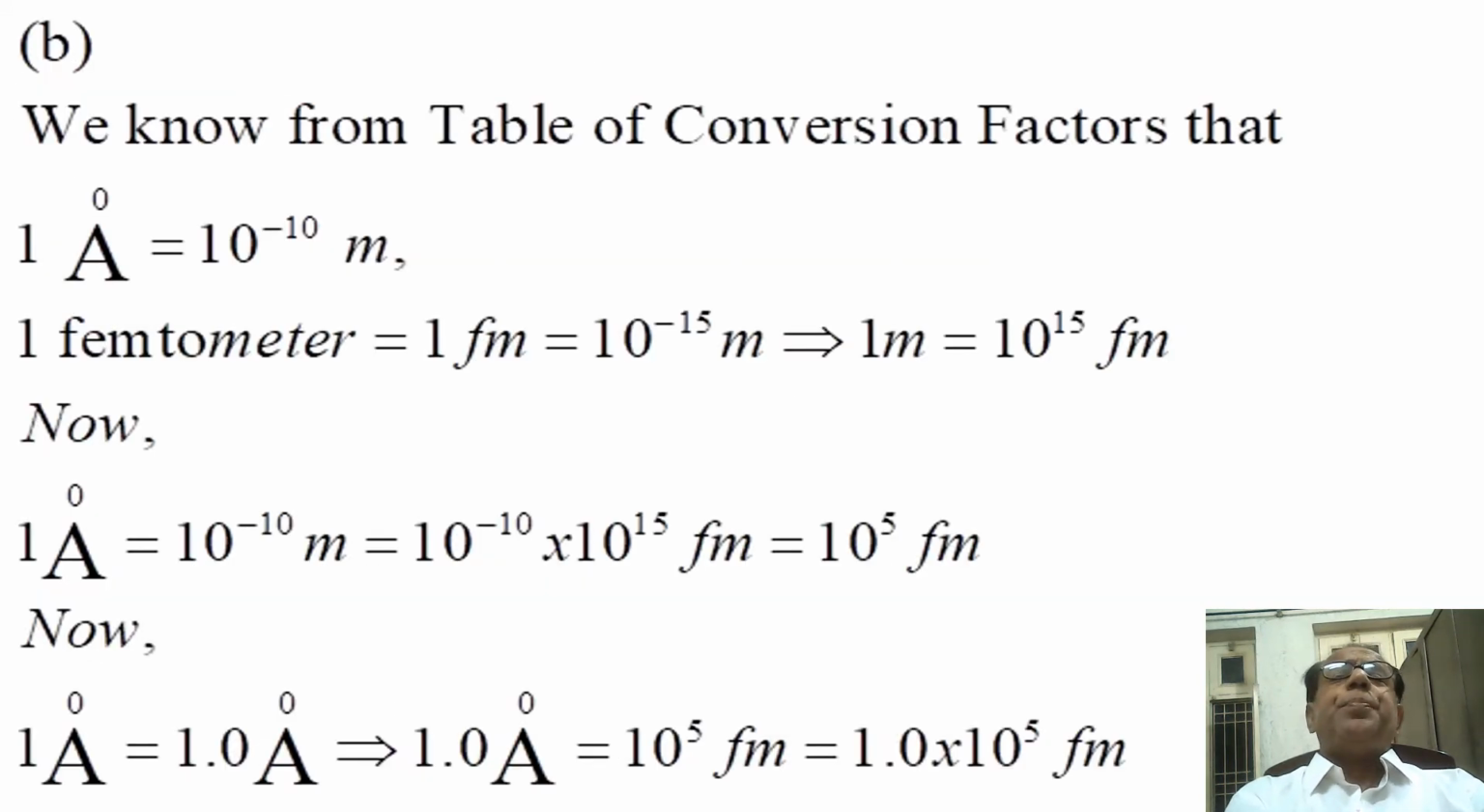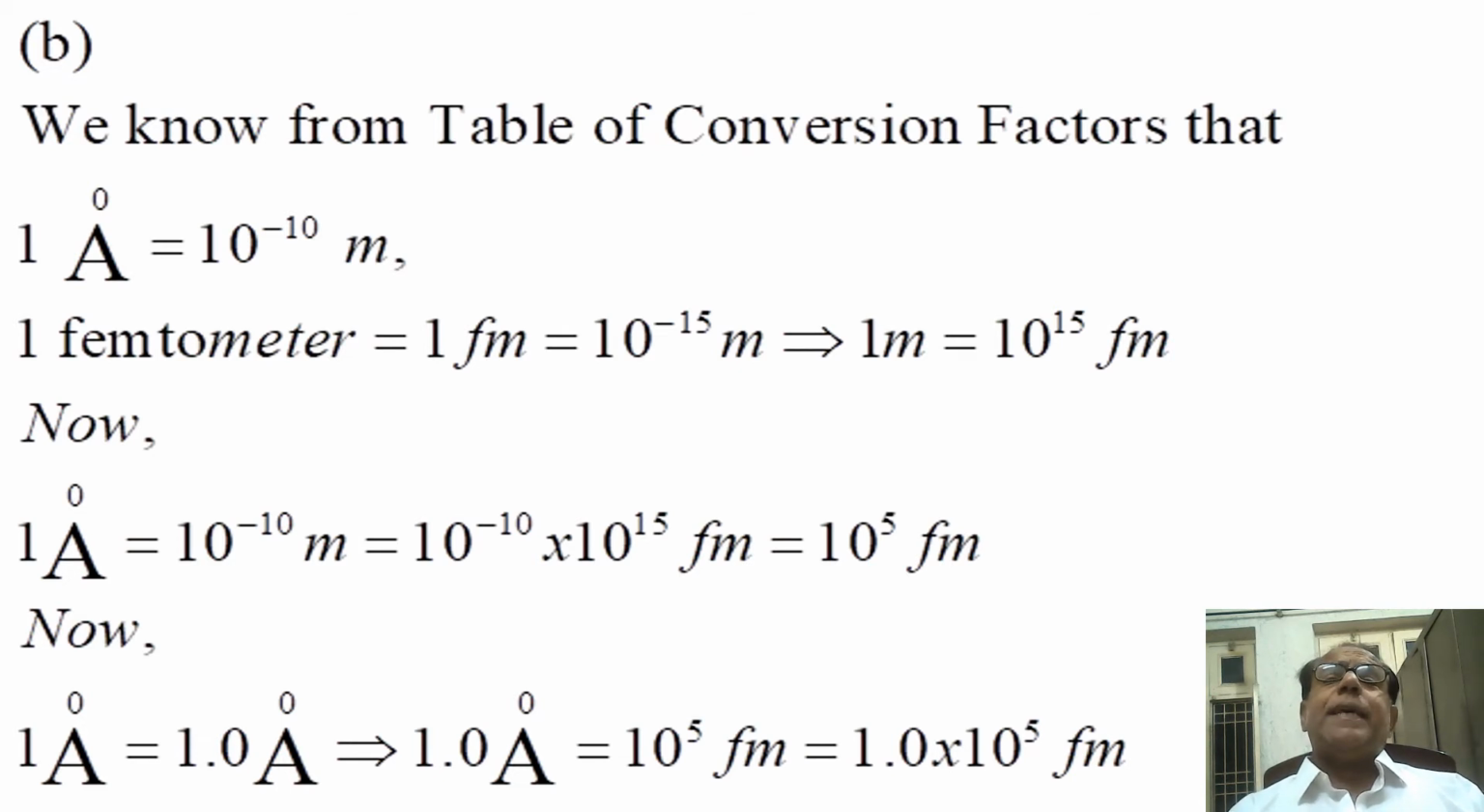Part B. We know from the table of conversion factors that 1 angstrom is equal to 10 raised to the power minus 10 meter, and 1 femtometer, which is denoted by 1 fm, is equal to 10 raised to the power minus 15 meter. From where have we taken this material? We have taken this material from the table of conversion factors.